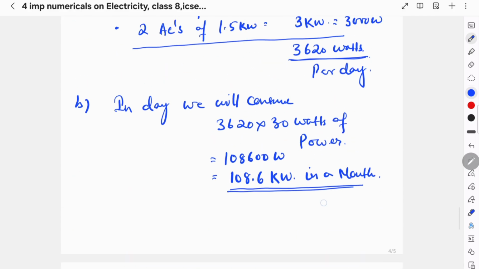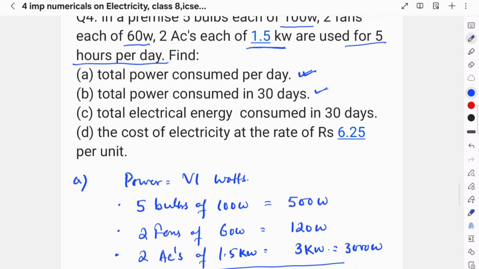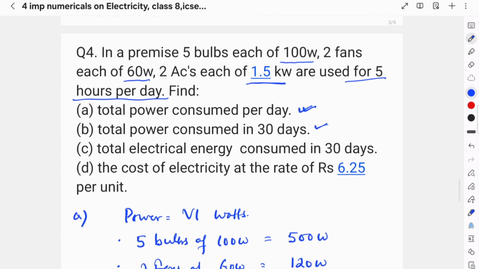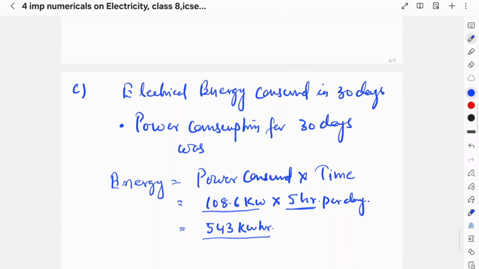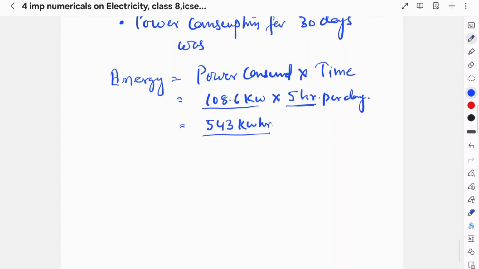So this is the energy consumed, and it was used for 5 hours per day. So all these devices, that is 5 bulbs of 100 watt, 2 fans of 60 watt, and 2 AC of 1.5 kilowatt, when used for 5 hours per day for 30 days, they are consuming 543 kilowatt hour. So that is the electrical energy which has been used in this 1 month. So this we have got.